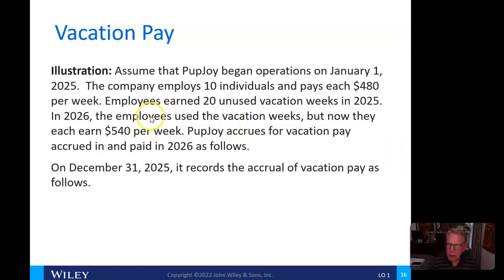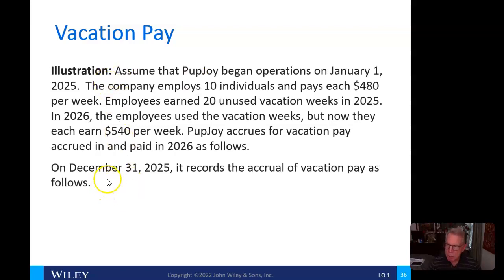And here's an illustration. We're going to assume that Pupjoy began operations on January 1, 2025. The company employs 10 individuals and pays each $480 per week. The employees earned 20 unused vacation weeks in 2025. In 2026, the employees used the vacation weeks, but now they each earn $540 per week. Pupjoy accrues for vacation pay accrued in and paid in 2026 as follows.